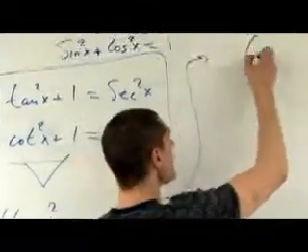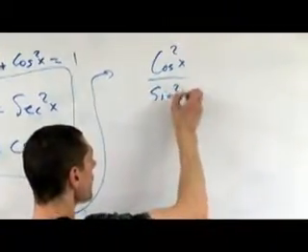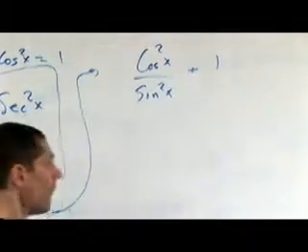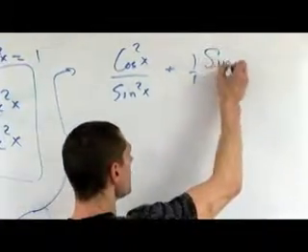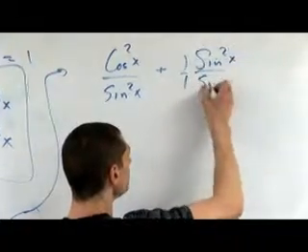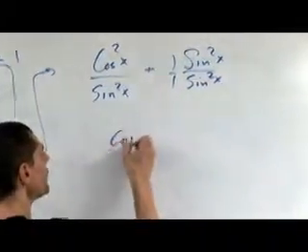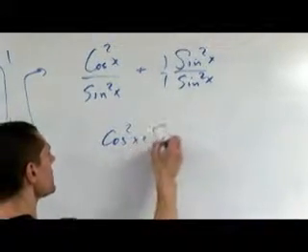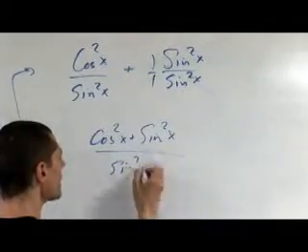This is the same as cosine squared x over sine squared x plus 1. 1 is really 1 divided by 1. I'm going to get a common denominator in sine squared. Now I can add across the top. We have cosine squared x plus sine squared x over sine squared x.